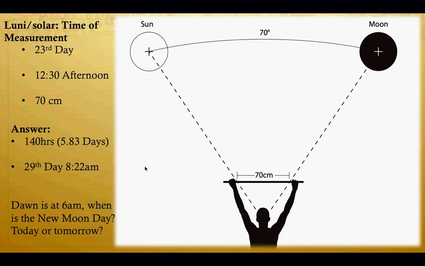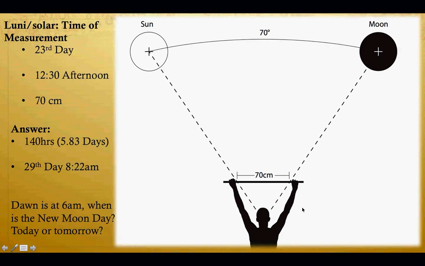So here's an example. I wanted to show everybody what exactly we're talking about when we're lifting up that staff and we're measuring a certain amount of degrees in the sky as it relates to our measuring staff. Okay, so the conditions are, it's the 23rd day, as you see up here in the top left. It's the 23rd day, and it's about 12:30 in the afternoon.